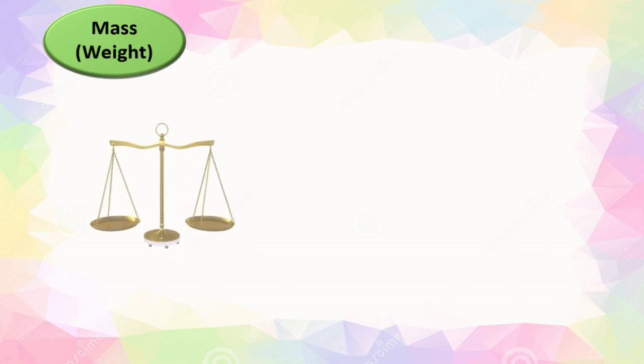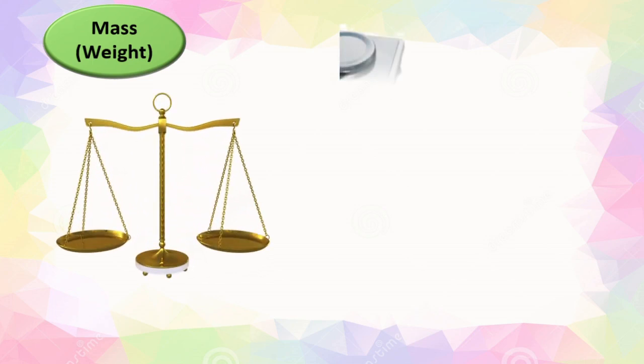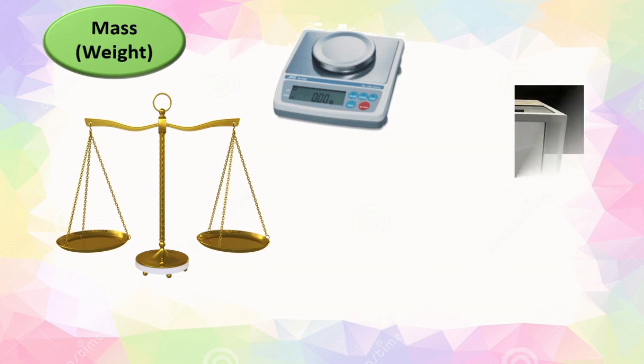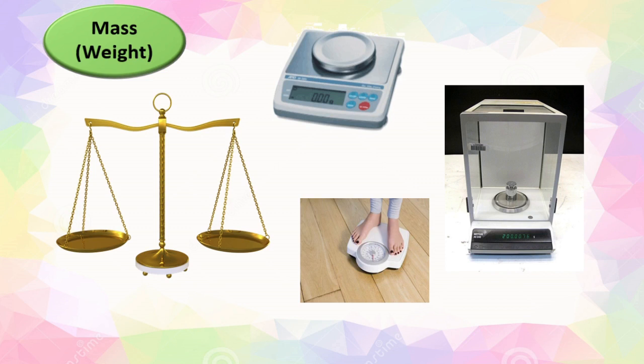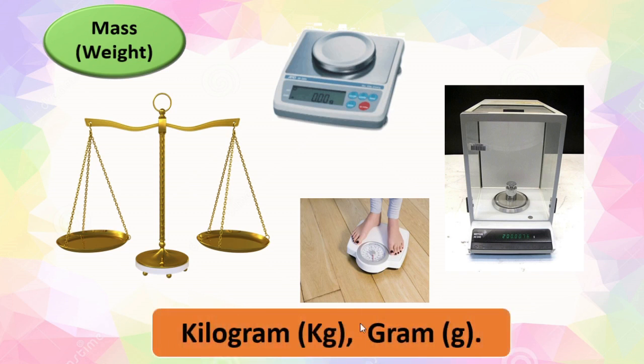We use different tools to measure the weight or to weigh the mass, right? See, this is a simple balance or balance scale. This is a digital one, right? We use these different types of tools to measure the mass or weight of the given object, isn't it? And the unit is kilogram, or in short form kg, and gram, that is g. Okay?